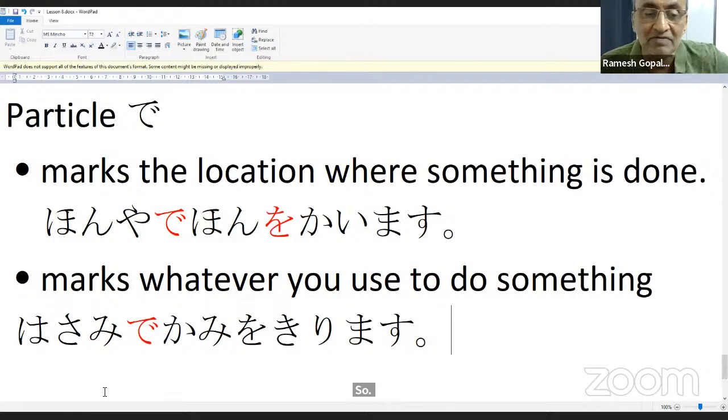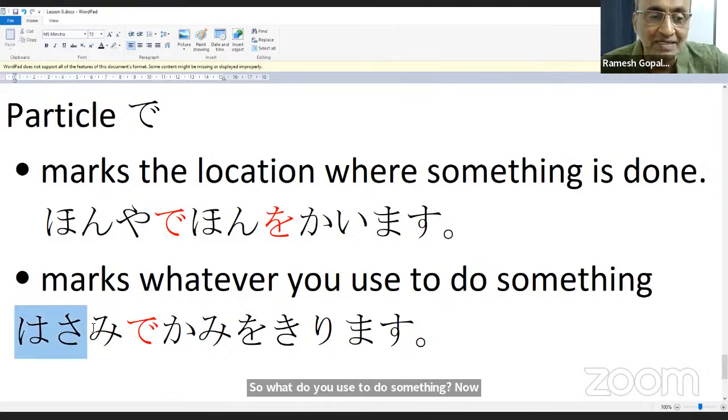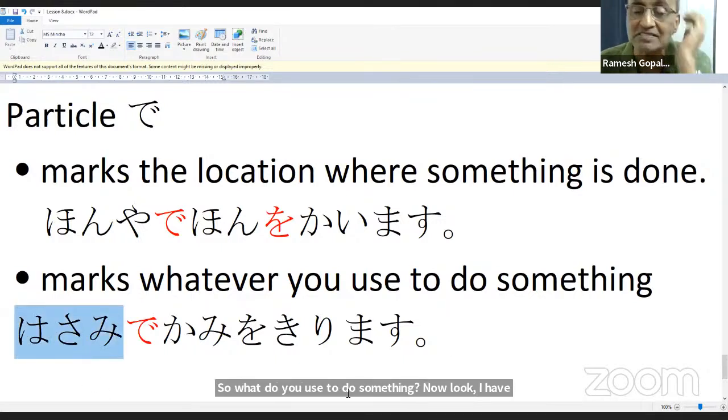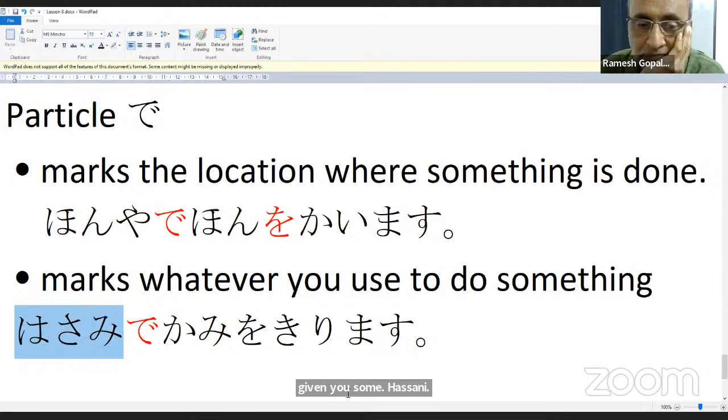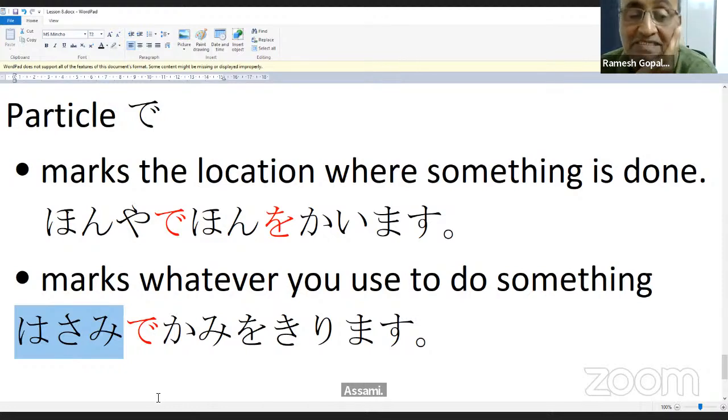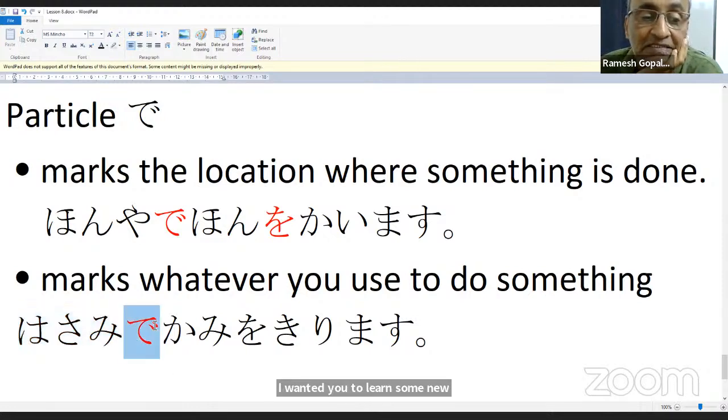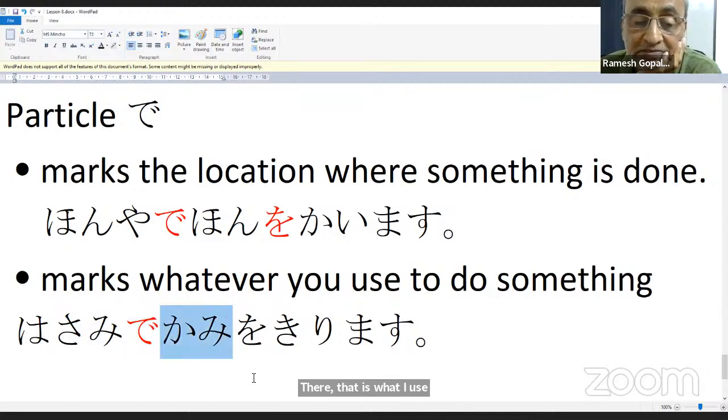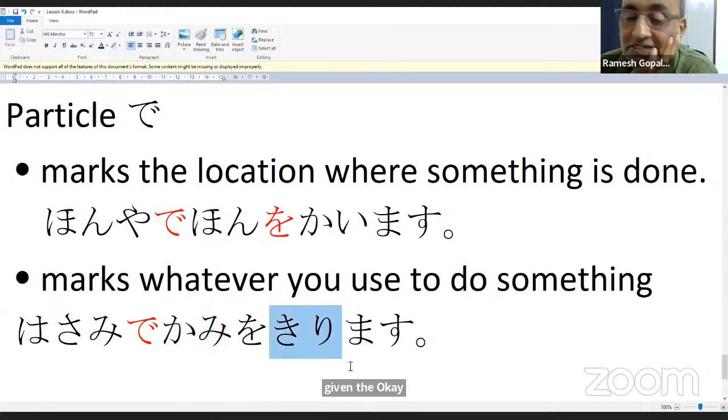Now look, I have given you some. Hasami. Hasami means scissors. I wanted you to learn some new words. Hasami is scissors. There. That is what I use. For what? Kami is what? Hair is okay. You can mean paper also. I have not given the kanji, so you don't know. Okay. Kiru means to cut. You can cut your hair also.